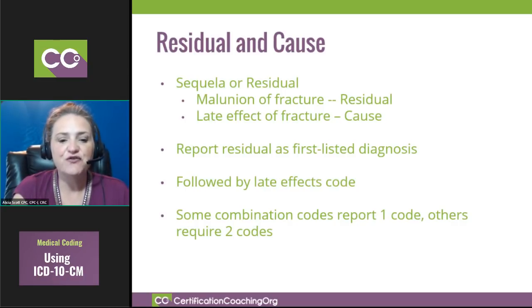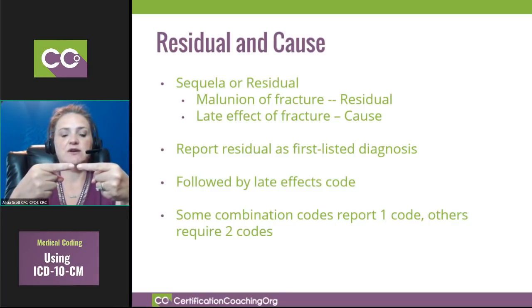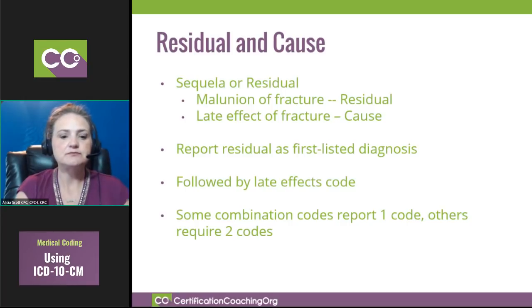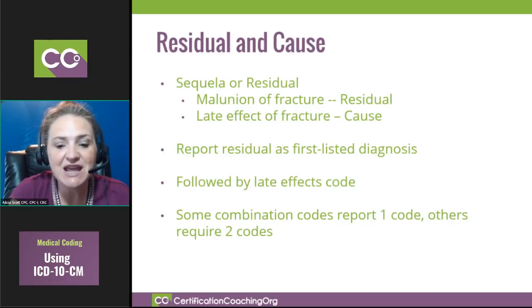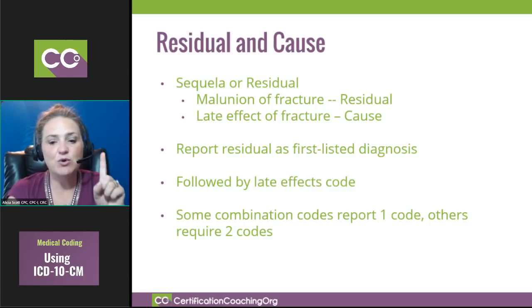Report residuals as first listed diagnoses. So what are you going to code first? The malunion of the fracture. So if you have a fractured femur, malunion of a fractured femur, there's a code for that. Then you can code by the late effect, right? So what's the cause of that? Maybe they have osteoporosis, and so it's not healing properly. Followed by the late effect code, but sometimes you get a combination code so that you could still report one code, or you have to report two codes.